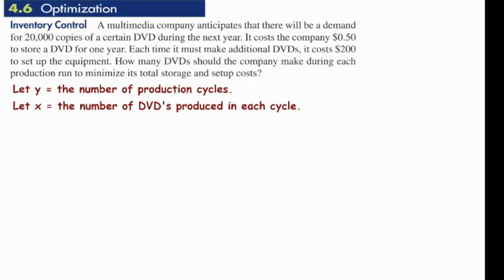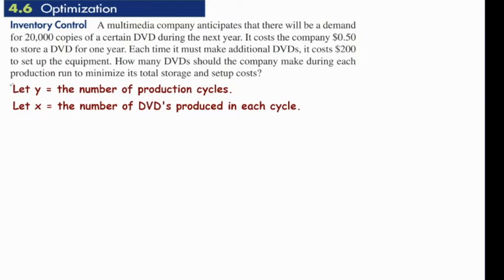So this next problem is called inventory control. A multimedia company anticipates that there will be a demand for 20,000 copies of a certain DVD during the next year. It costs the company 50 cents to store a DVD for a year. Each time it must make additional DVDs, it costs $200 to set up the equipment. How many DVDs should the company make during each production run to minimize its storage and setup costs?